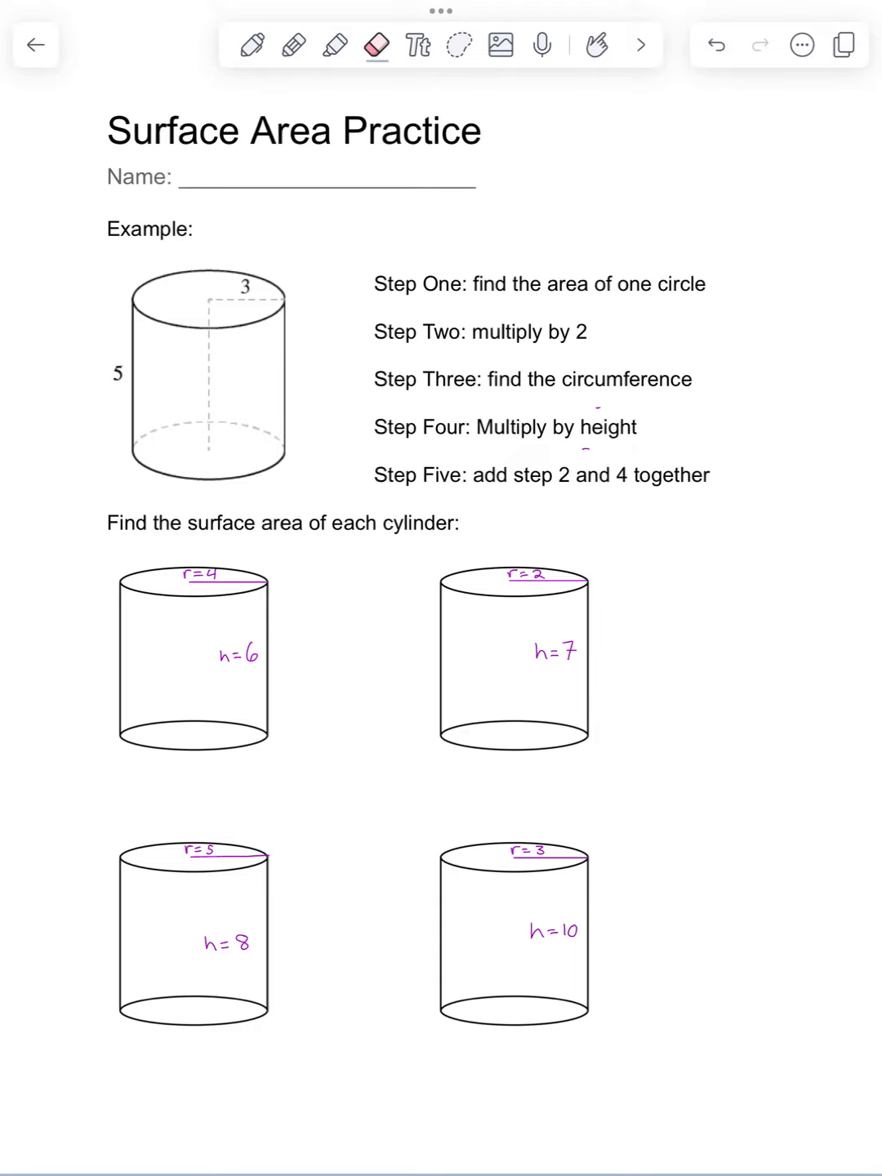Hello, 7th graders. Today we're going to be working on surface area again. I wanted to give you a quick review before you have to do these 4 problems all by yourself.